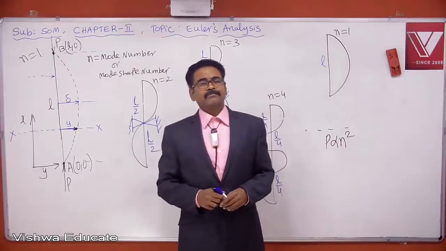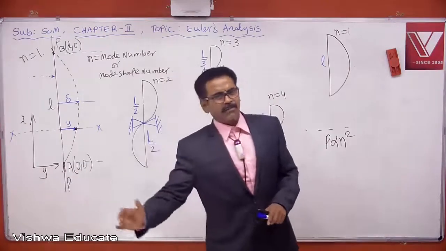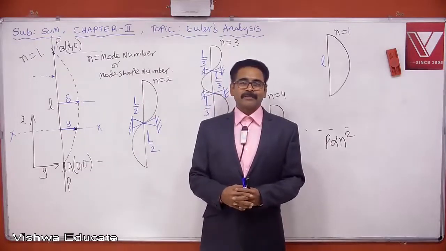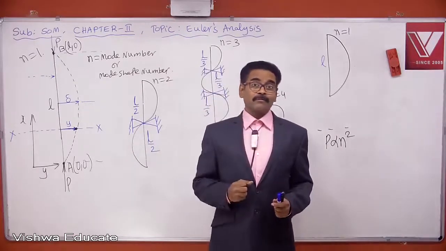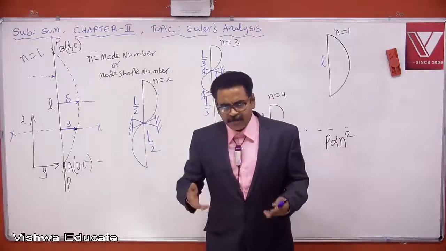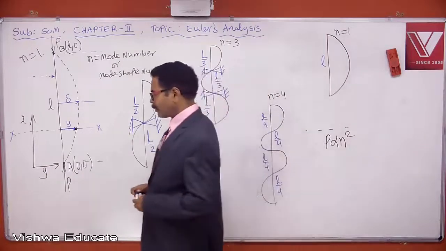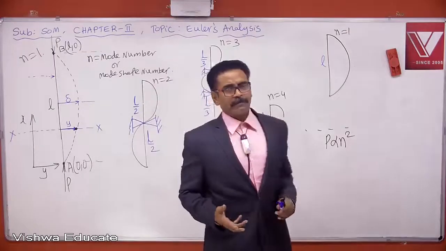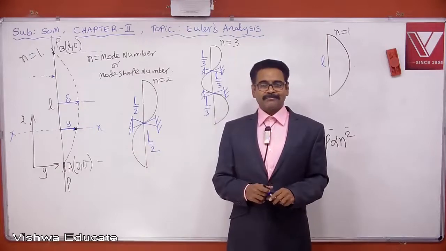Understand? When a column tries to buckle, the total floor will try to resist buckling of that column. So that means what? With respect to the column, every floor behaves as if it is a partial stop.